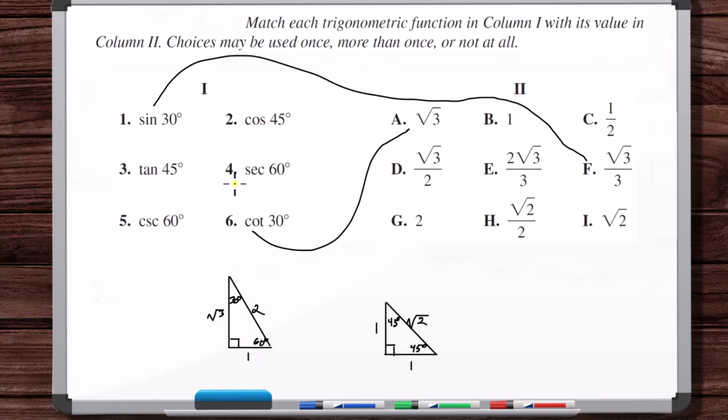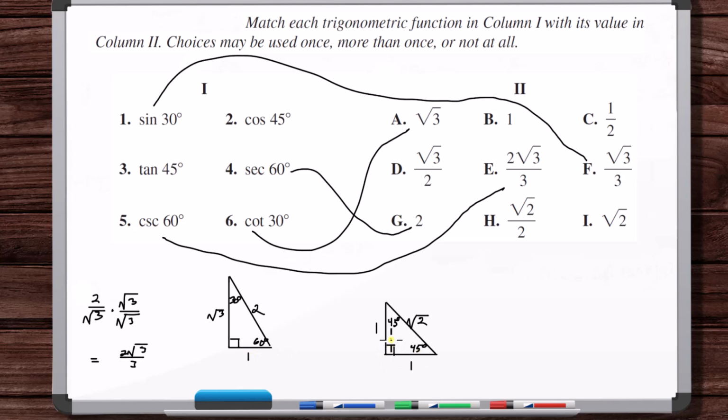All right, what about 60? Secant of 60. Secant is the reciprocal of cosine. Cosine is adjacent over hypotenuse, so hypotenuse over adjacent, this would be 2. What about cosecant of 60? That's the reciprocal of sine, so hypotenuse over opposite, 2 over root 3. Root 3 over 3.